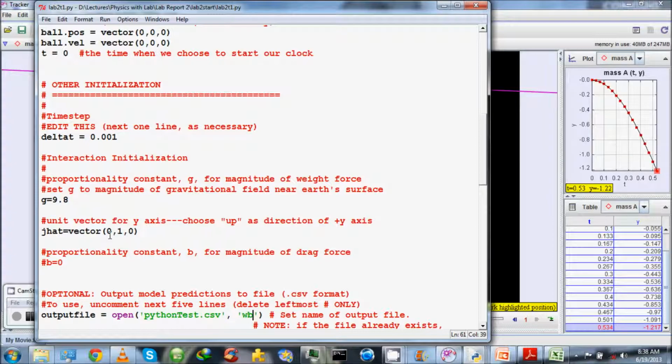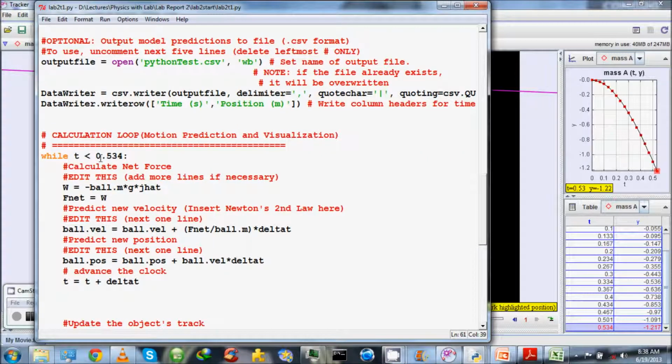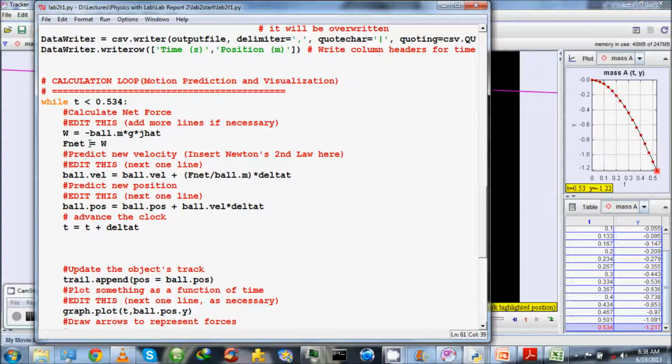The j hat defines the vector pointing in the upward positive direction. The total time is the same as the video analysis. We have set the F net equal to the weight, which is the mass of the ball multiplied by the gravity. Let's now run this model.